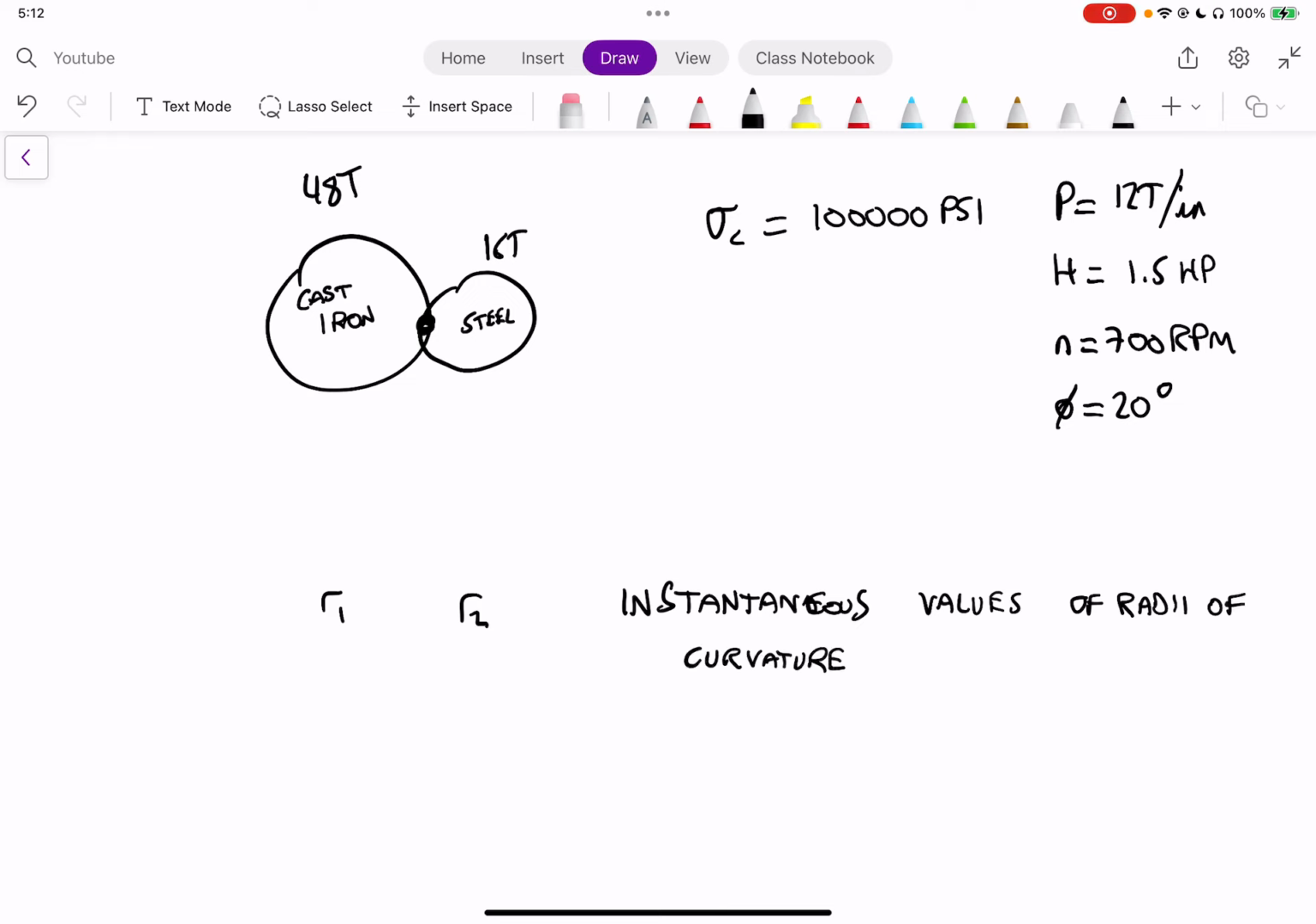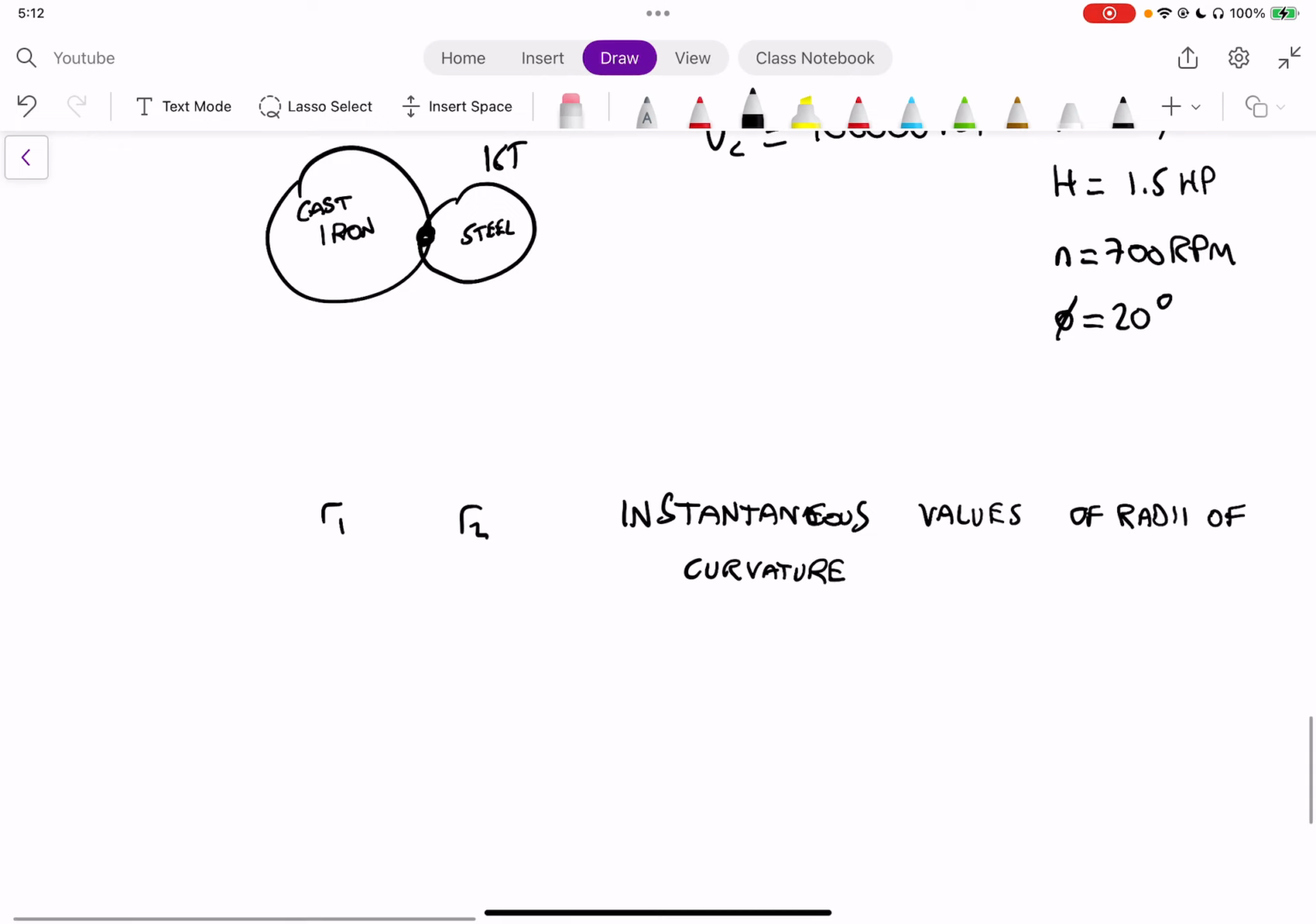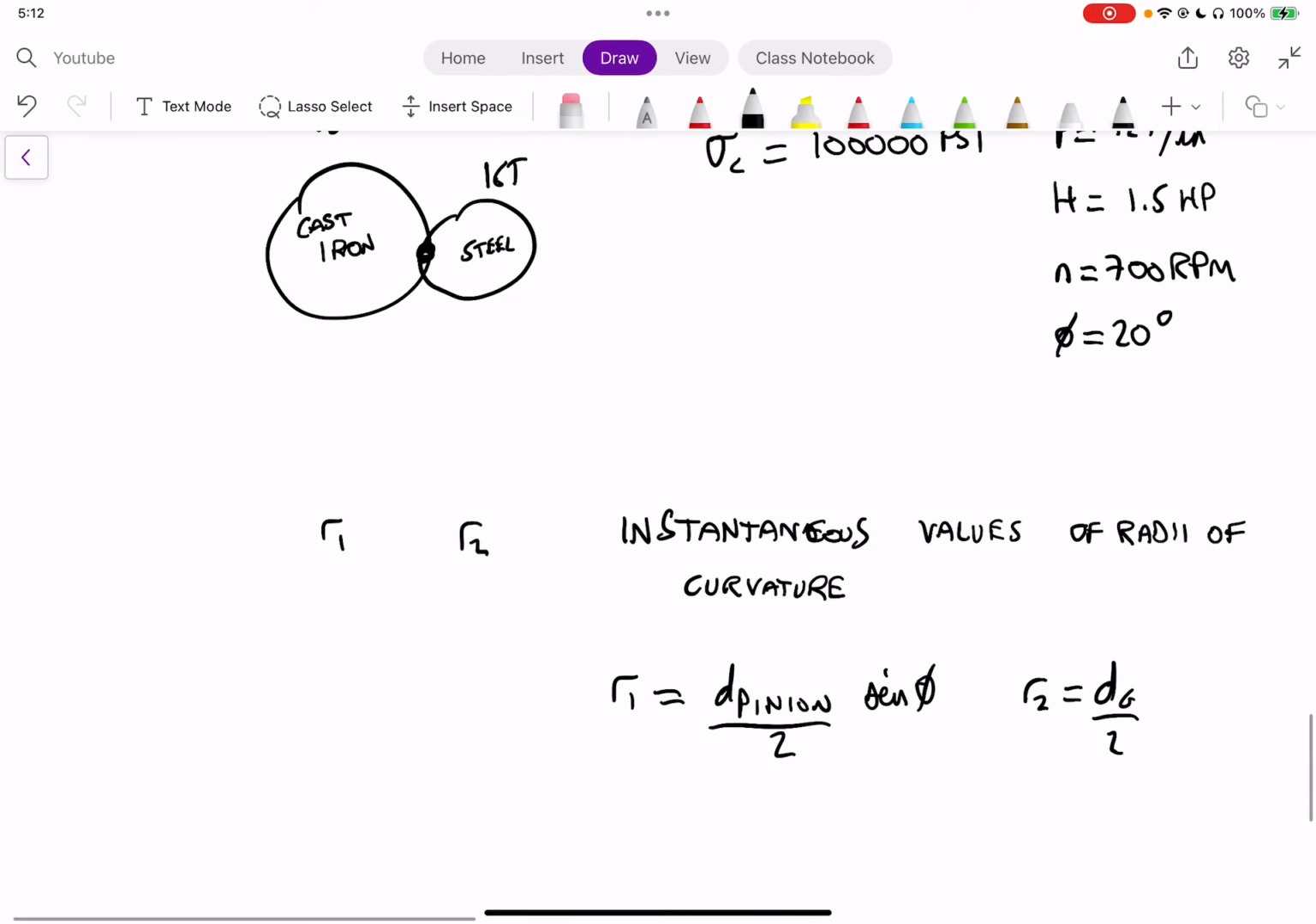So essentially, they're the radius that would actually be happening if we had these two systems rolling on each other. And R1, which is usually for the pinion, would be d pinion, or diameter of pinion, divided by 2, multiplied by sine of phi. And R2 would be the exact same thing, but with a gear. So d sub g for gear, divided by 2 times sine of phi. Okay, so that gives us a little bit more information that we need to know to solve the problem.